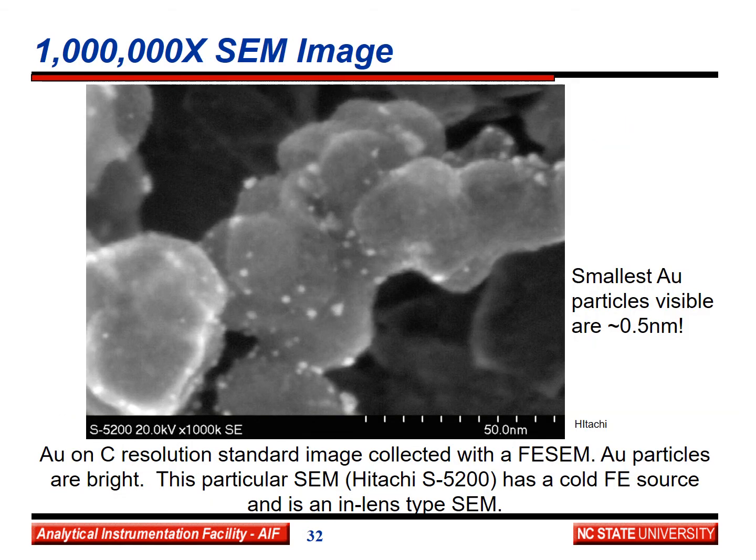This is one of the first 1,000,000x SEM images I ever saw taken live. It is from a gold on carbon resolution standard, and it was collected with a Hitachi S5200 cold field emission SEM, which is an in-lens type SEM. We'll talk about the different lens types in just a couple of minutes. If you look at this, the bright particles are gold, the dark background is carbon, and the smallest particles of gold that are visible are on the order of 0.5 nanometer.